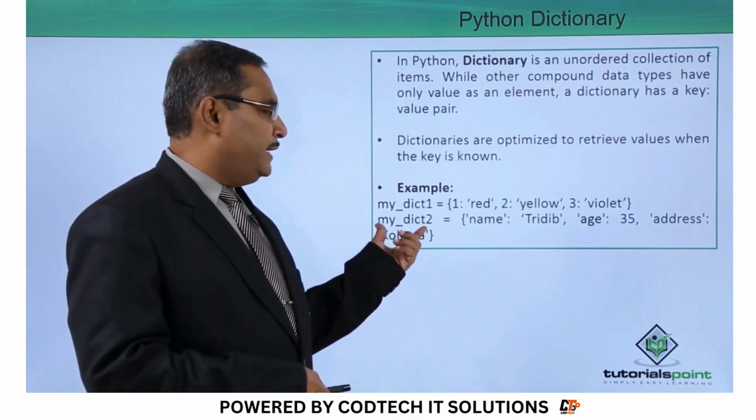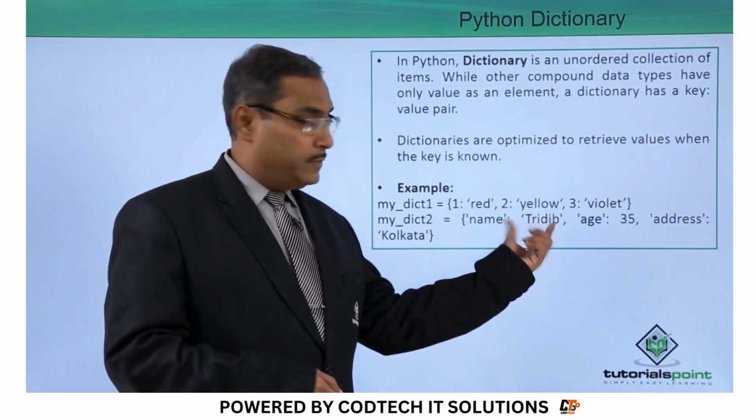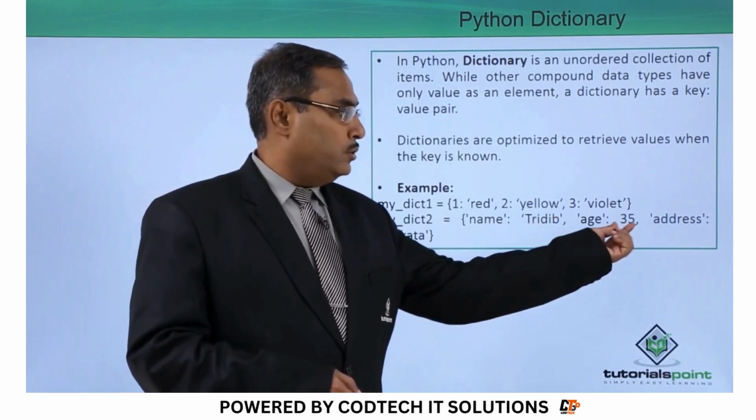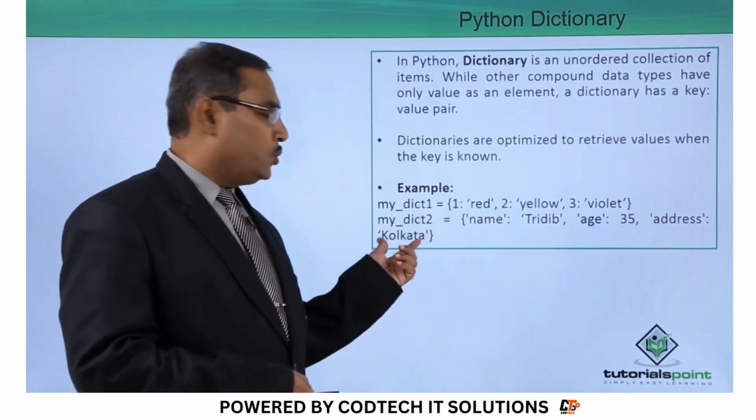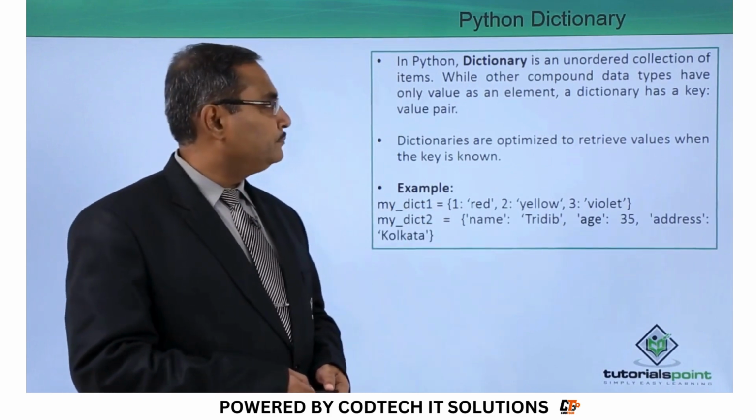So we have myDict2. Here we have name colon 'Tridip'. So that is one member here. Then comma, age colon 35, address colon 'Kolkata'. In this way the things get represented.